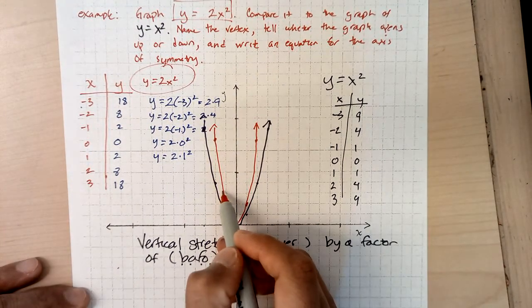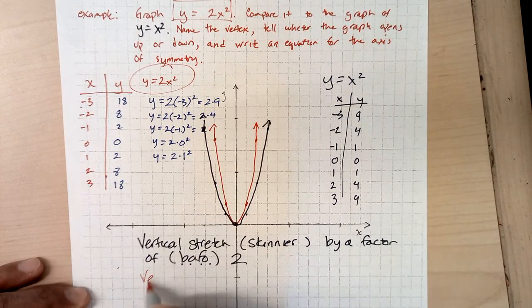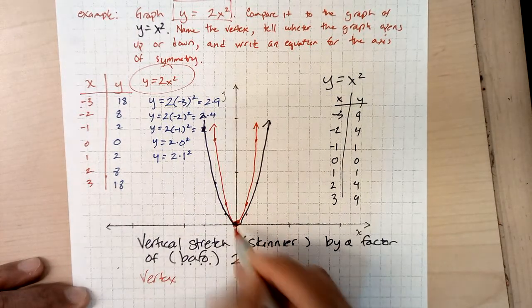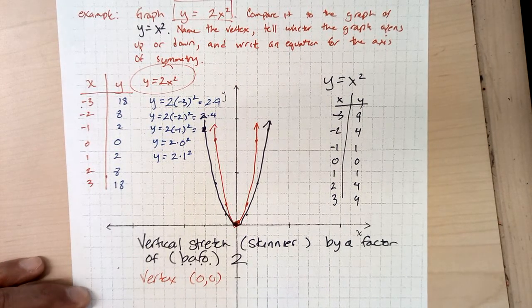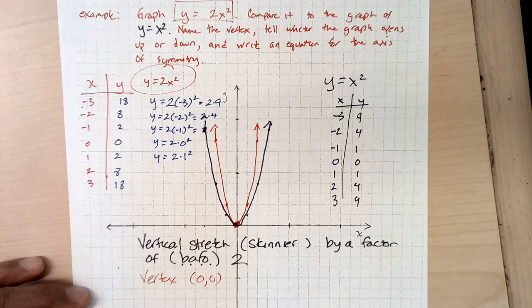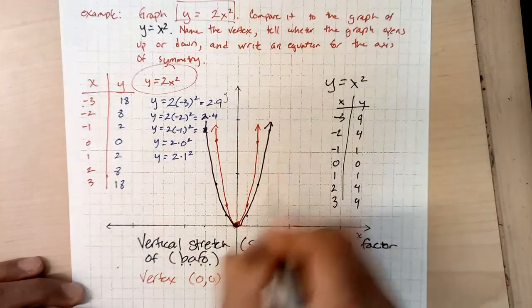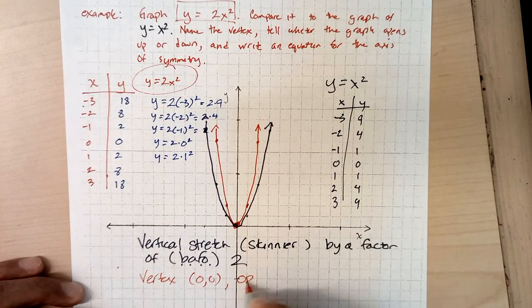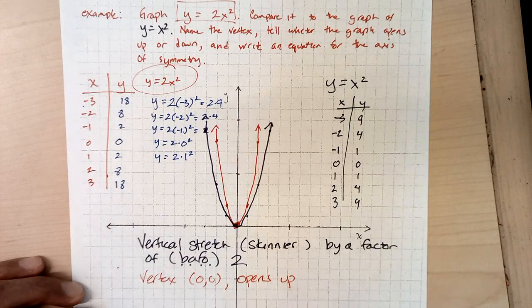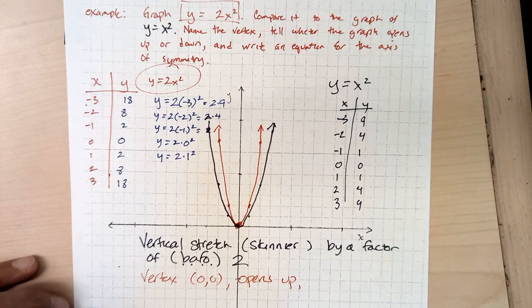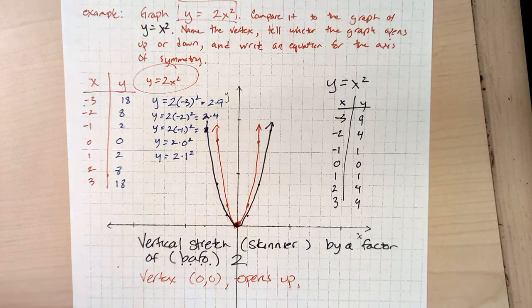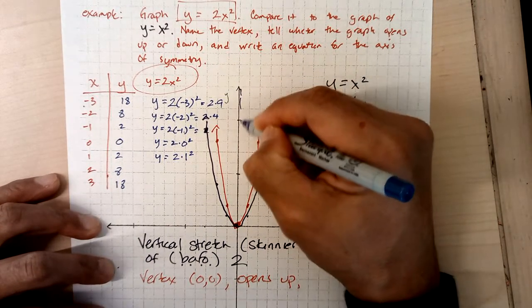So what I'm looking at right now, again, the red graph, the vertex is right here. The vertex is at 0, 0. That's what it means to name the vertex, tell where the vertex is. Whether the graph opens up or down, it's a regular U, so the graph opens up. You'll see for other examples where the graph would open down, and then write an equation for the axis of symmetry. So the axis of symmetry for actually both of the graphs, right down the middle, is right here.